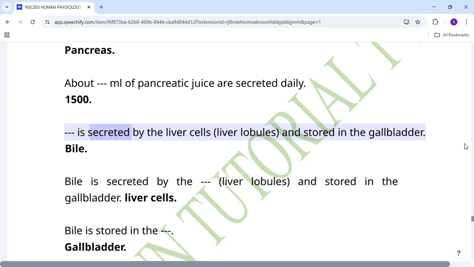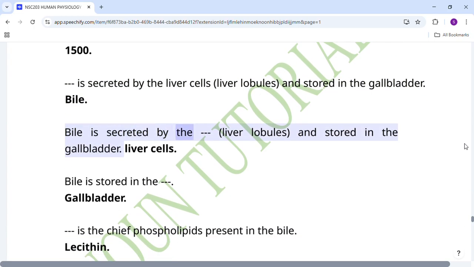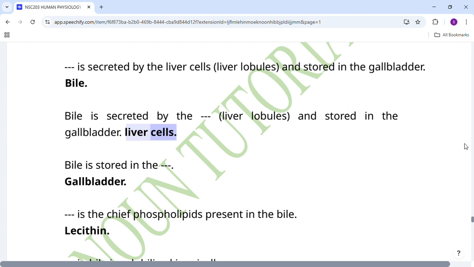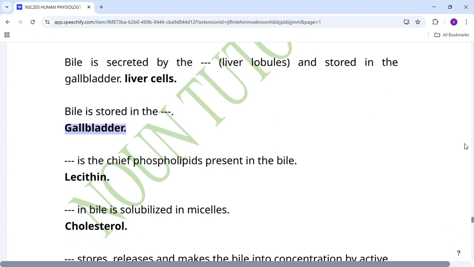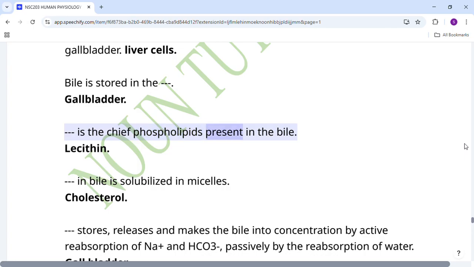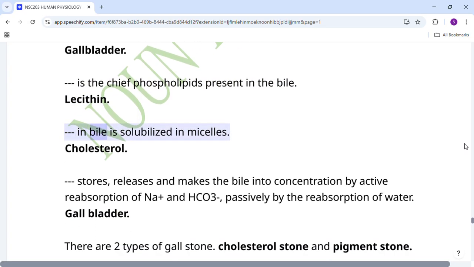Bile is secreted by the liver cells, liver lobules, and stored in the gallbladder. Lecithin is the chief phospholipid present in the bile.